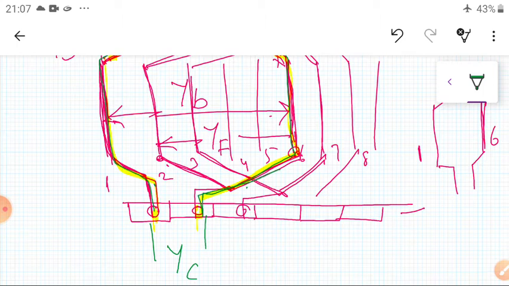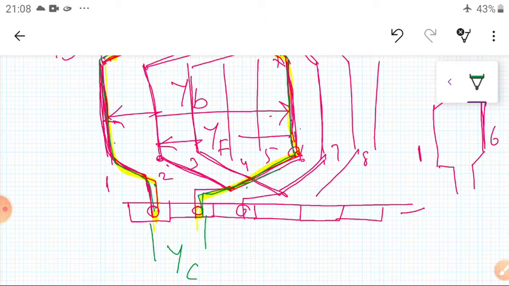The distance between two adjacent poles, north pole and south pole, is generally taken as the total number of conductors divided by the number of poles. That gives us the pole pitch. Generally it is 180 degrees electrical. At the same time, we have also seen the coil span. What is the coil span? The distance measured in terms of number of slots or number of conductors between the two sides of the coil, that is the coil span.